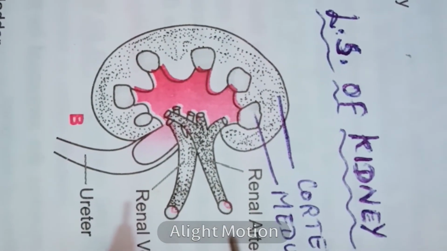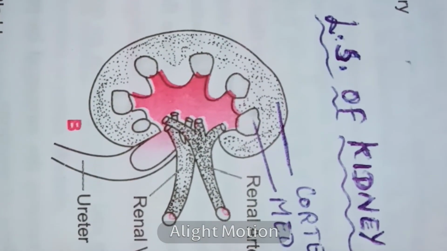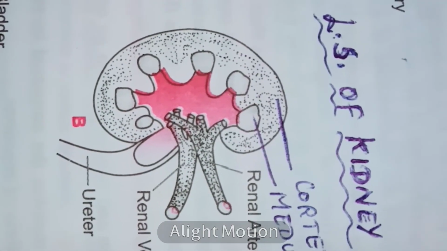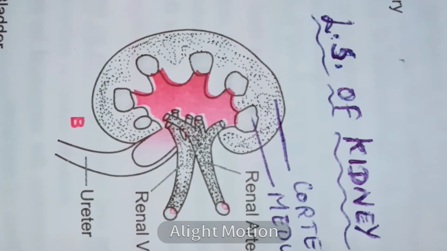Up to this I will stop this outline of the structure and functions of the human excretory system or human urinary system. In the next part I will explain the structure of the nephron.